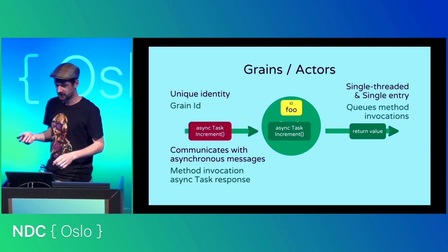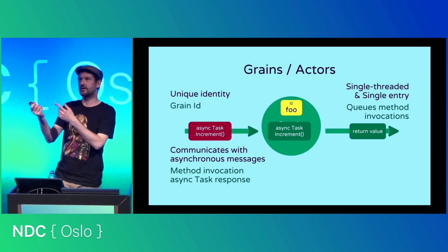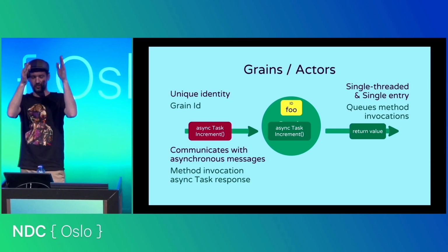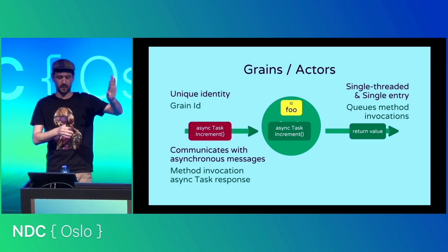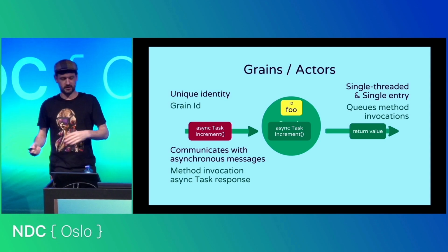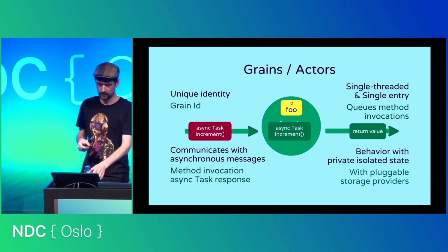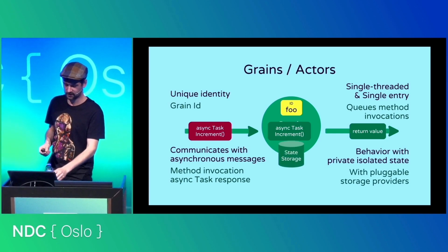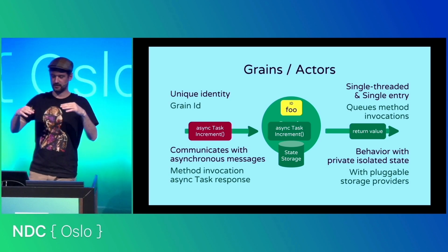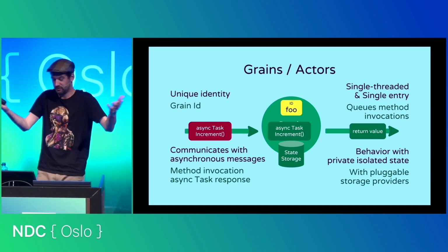Then the third thing is it is single threaded and single entry. So if it's executing the increment method and a new call comes in, it will basically say, oh, stop, wait, we're already executing something. And then when that's finished, it will take that from the queue and execute that. And the fourth thing with grains or actors is that they have private isolated state. So they're like object-oriented objects in memory.